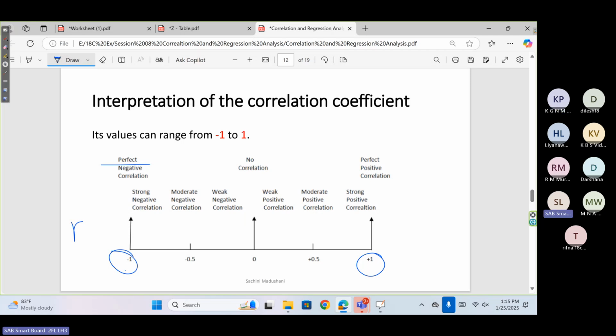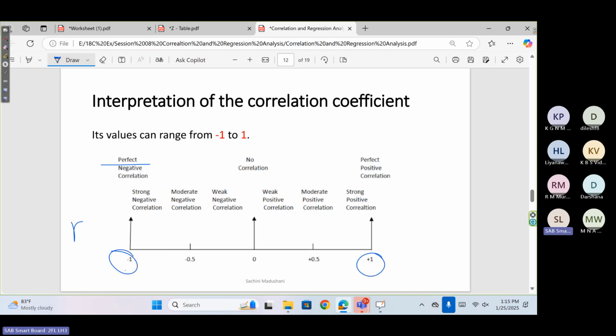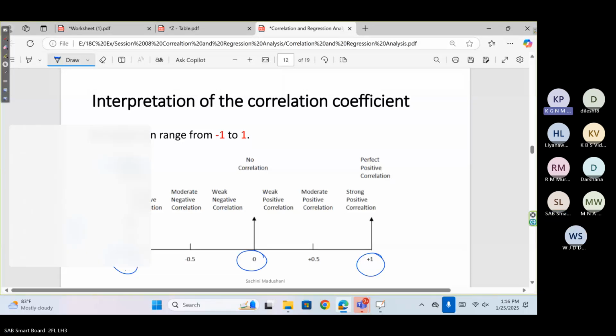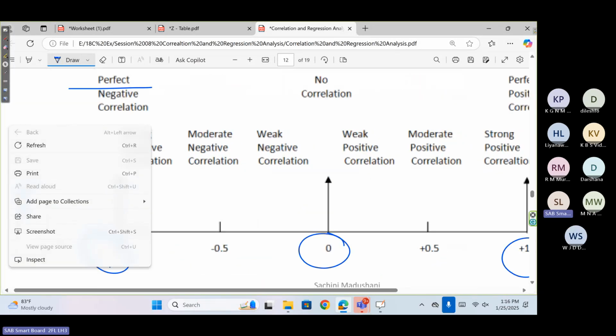there is a perfect correlation. -1 is perfect negative, +1 is perfect positive. Why? -1 is the minimum point and +1 is the maximum point: the perfect correlation. Then we take the r value is 0. Then it means what?